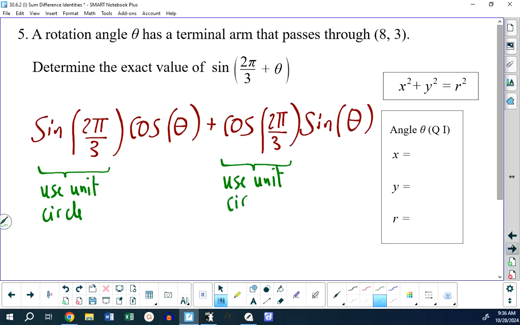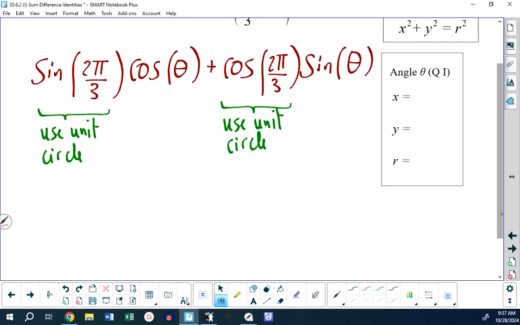And don't psych yourself out and go, well, 8 comma 3 doesn't pass through the unit circle. No, it doesn't. But a radius of 1 will, and we can use the unit circle to find sine of 2 pi over 3 or cos of 2 pi over 3. In fact, give this some thought just for a second here. And see if you can confirm that sine of 2 pi over 3 is root 3 over 2, whereas cos of 2 pi over 3 is negative 1/2. Yes? Okay. How are we going to find these?